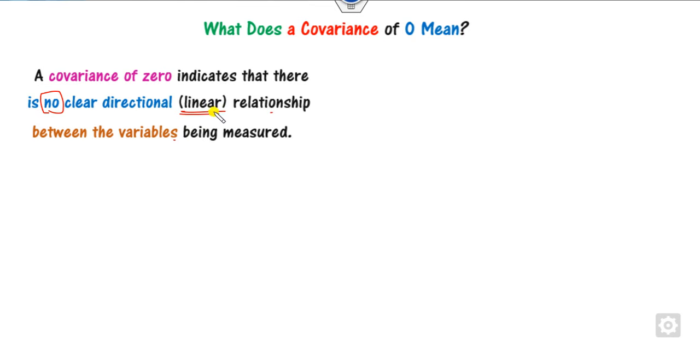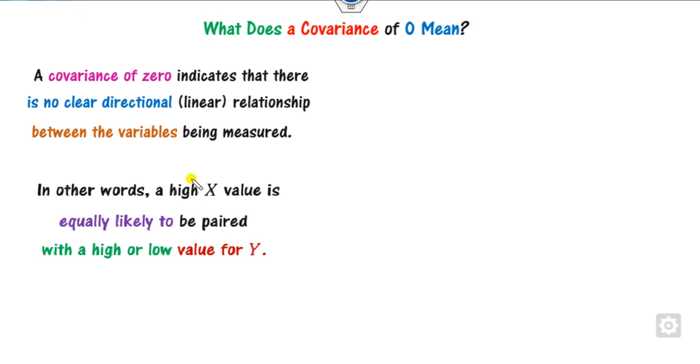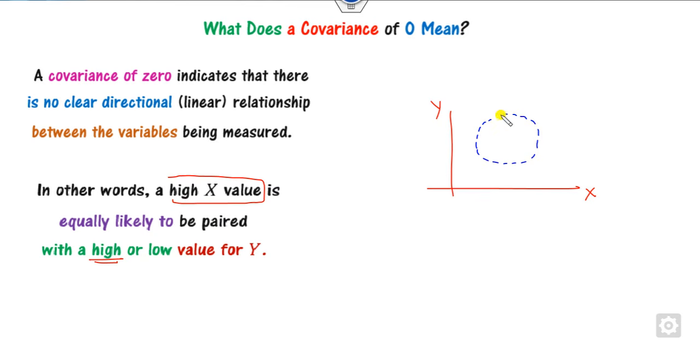Remember, the word is linear. There is no linear relationship between the variables. In other words, when you increase the value of x to be very high, y may be either high or low. If I plot x and y, the graph will be either like this: from here to here the values decrease, after that it increases. Or if we increase the value of x, y stays constant. So if y is constant, that means the covariance is 0.